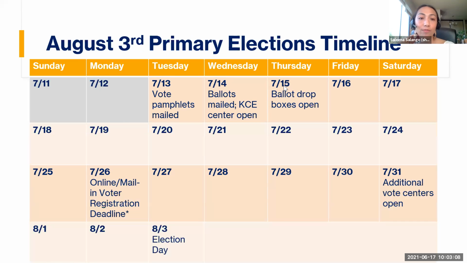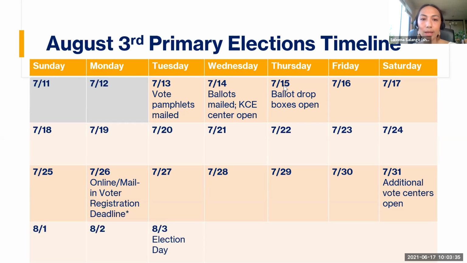And I do just want to forecast for you that we have a summer primary. It's the August 3rd primary election. I want to give you some information about the timeline, just because it feels like it's far away, but it's also just around the corner. These deadlines and this information are also really helpful in understanding what work needs to be done when.